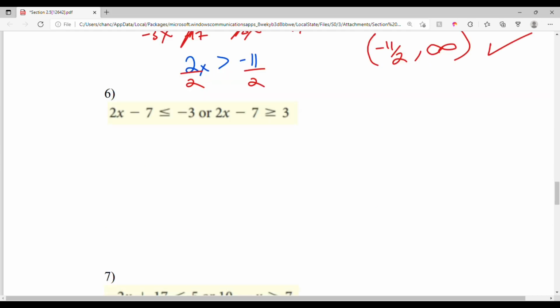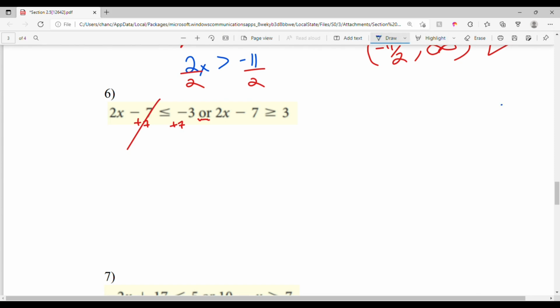For question 6, this is known as a compound inequality because we have two inequalities separated by the word or. So this is a compound inequality. It's exactly the same thing. We'll just solve each inequality separately. Again, keeping the x on the left. Here we have 2x is less than or equal to 4. We could divide both sides by 2 to get x is less than or equal to 2. That's one side of the inequality.